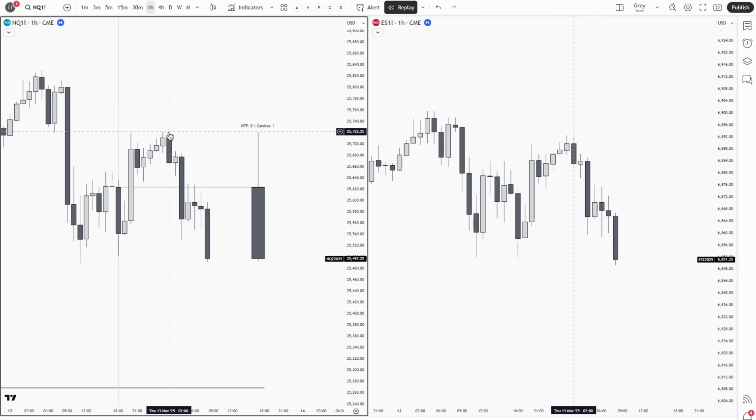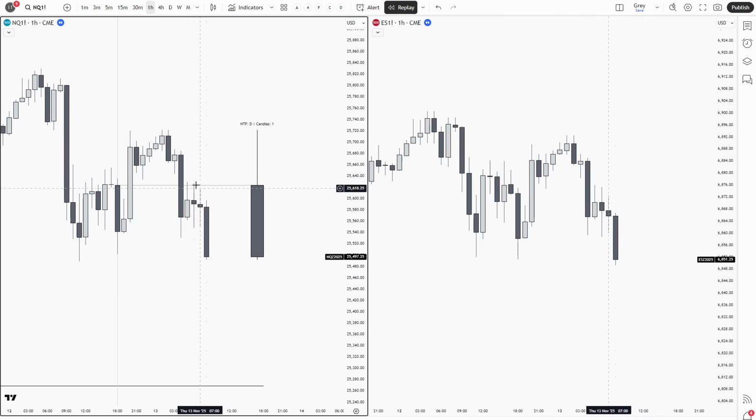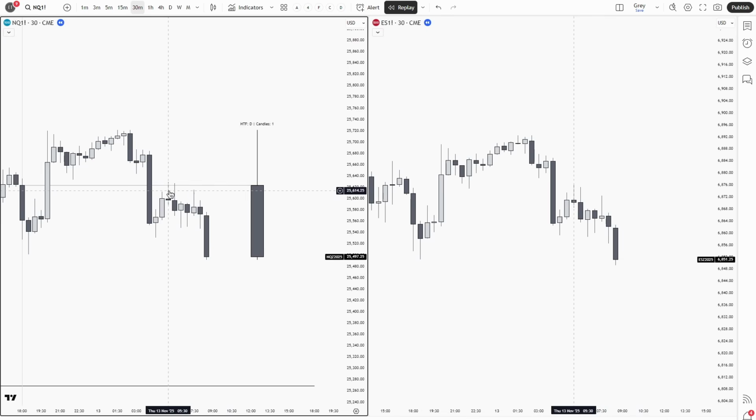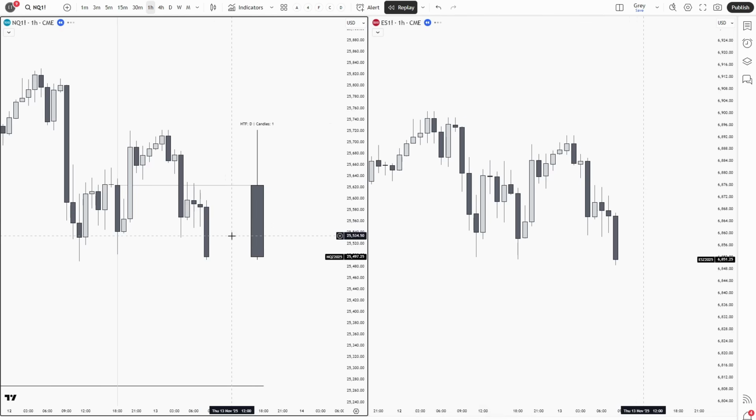A high of the day is printed, and we are continuously expanding lower. A change in the state of delivery right here, and we're expecting expansion lower. We kind of have failure swings right there, which is okay. On the 30-minute chart, you can see there is a cleaner swing point, but if the 930 is going back higher and printing a swing point there, that is going to invalidate the idea of the expansion candle.